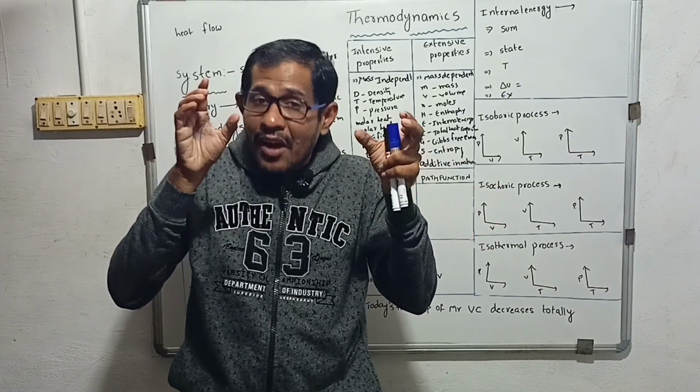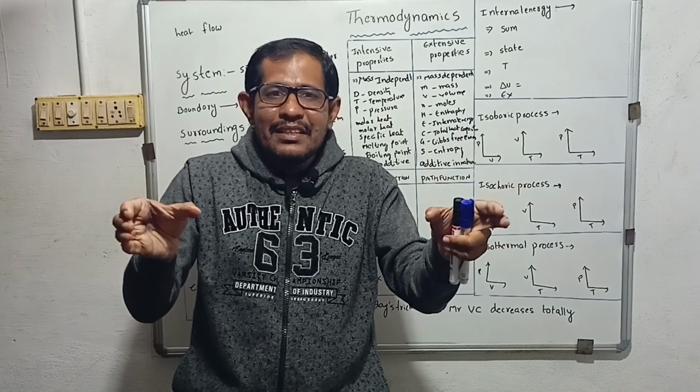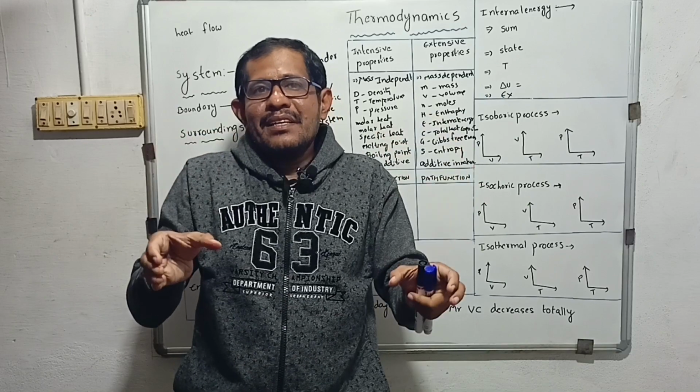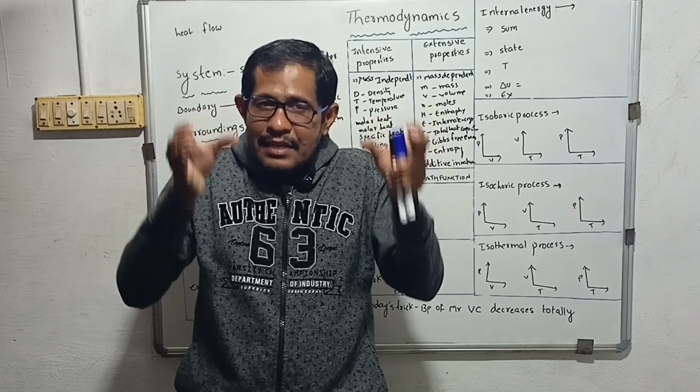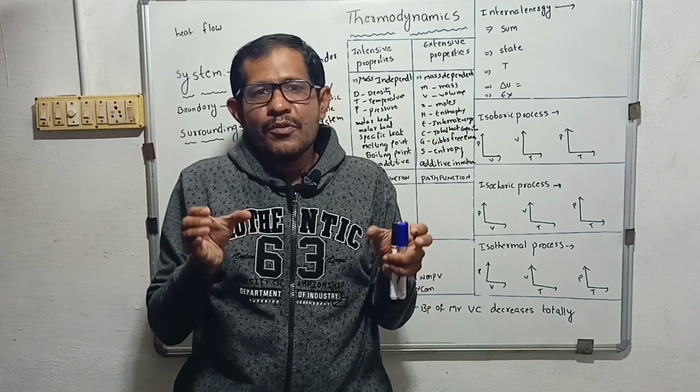It is not an additive property. We can't say 100 plus 100 is 200, right? So that's why temperature is a mass independent property. So temperature is an intensive property and mass is an extensive property. I hope now you got a clear idea.